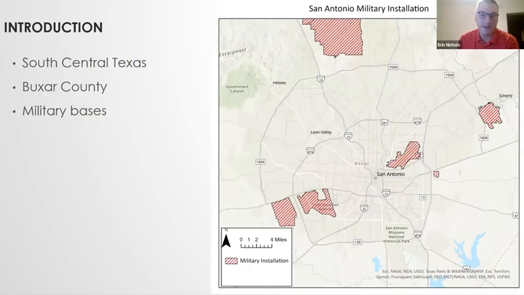San Antonio is located in Bexar County, which is in south central Texas. There are four major military installations: to the north, depicted on the graph, Camp Bullis; Sam Houston in the central; Randolph to the east; and Lackland and Chapman Air Force Base to the west.